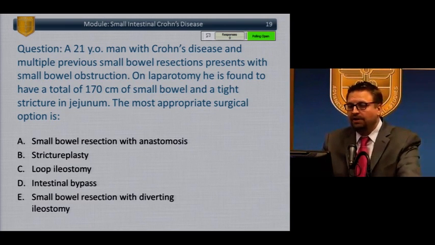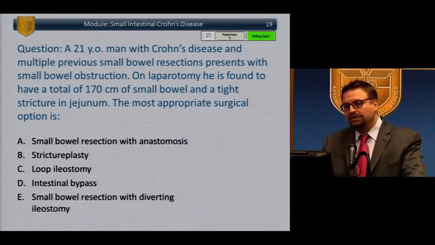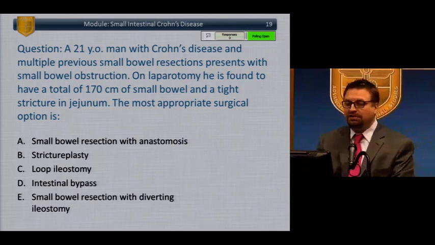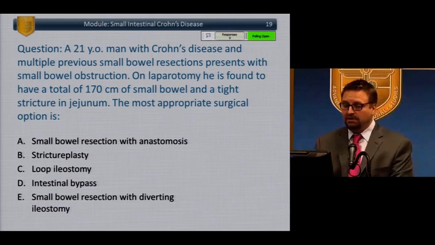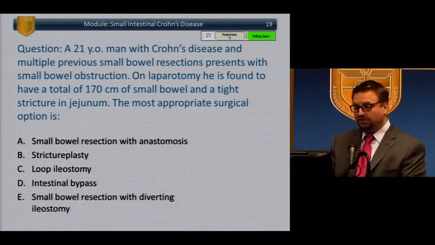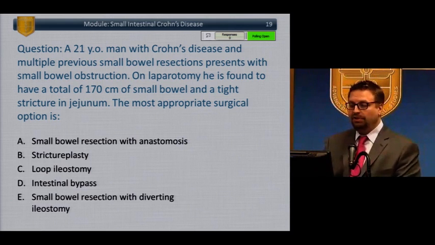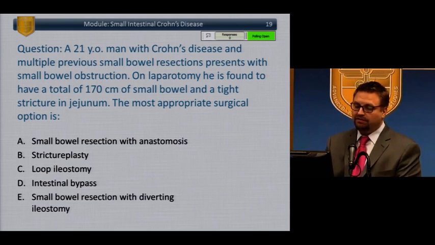Okay, so another IBD case here. 21-year-old man with Crohn's disease and multiple previous small bowel resections presents with small bowel obstruction. On laparotomy, he's found to have a total of 170 centimeters of small bowel and a tight stricture in the jejunum. Most appropriate surgical option: small bowel resection with anastomosis, strictureplasty, loop ileostomy, intestinal bypass, small bowel resection with diverting ileostomy.